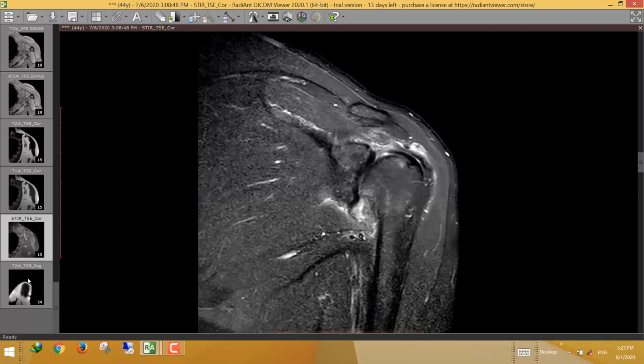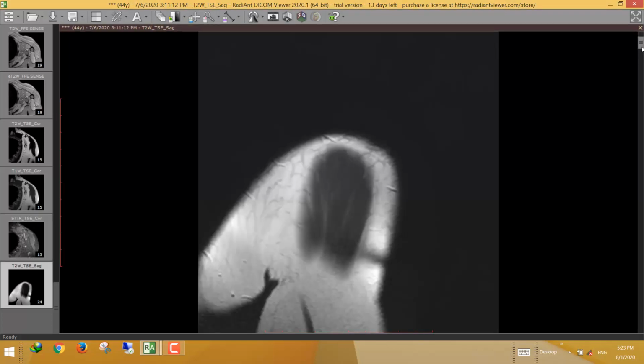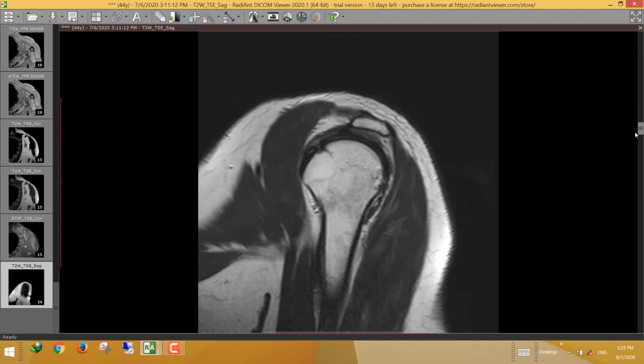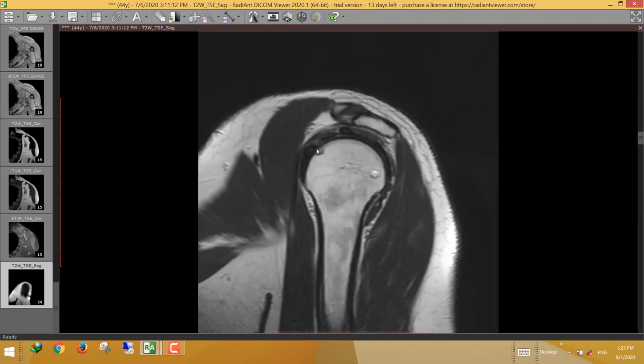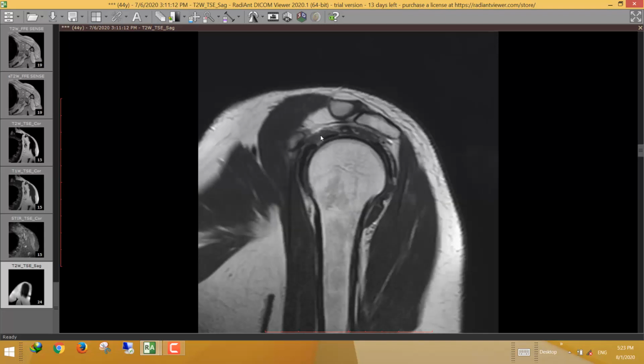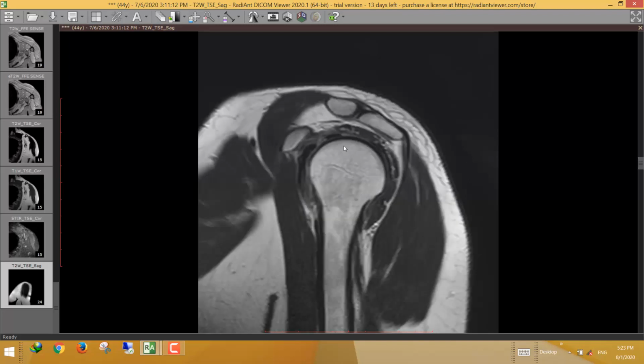In the sagittal image here, we can see another important site for adhesive capsulitis, the rotator interval. This is the space between the subscapularis and the supraspinatus muscle. This is the rotator interval that shows the intra-articular long head of biceps tendon. We can see here that there is dark T2 signal obliterating the rotator interval, and this is again one of the signs of adhesive capsulitis.